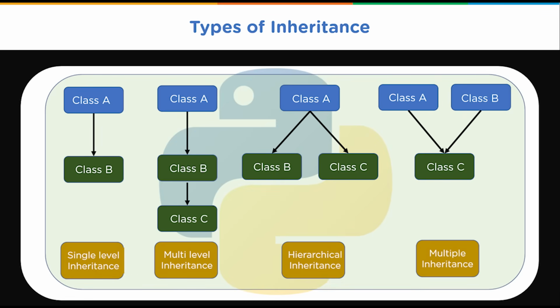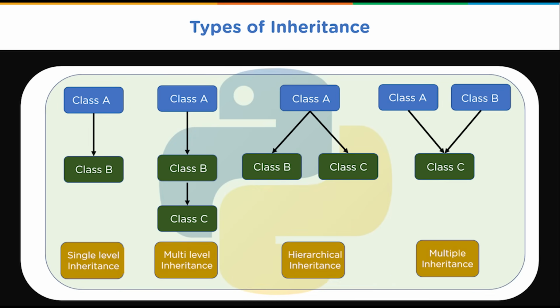Multi-level is where you have multiple levels of inheritance. For example, class B here inherits class A properties and class C inherits class B properties. So ultimately you can see that the properties get trickled down till class C, right? So that is the example of multi-level.